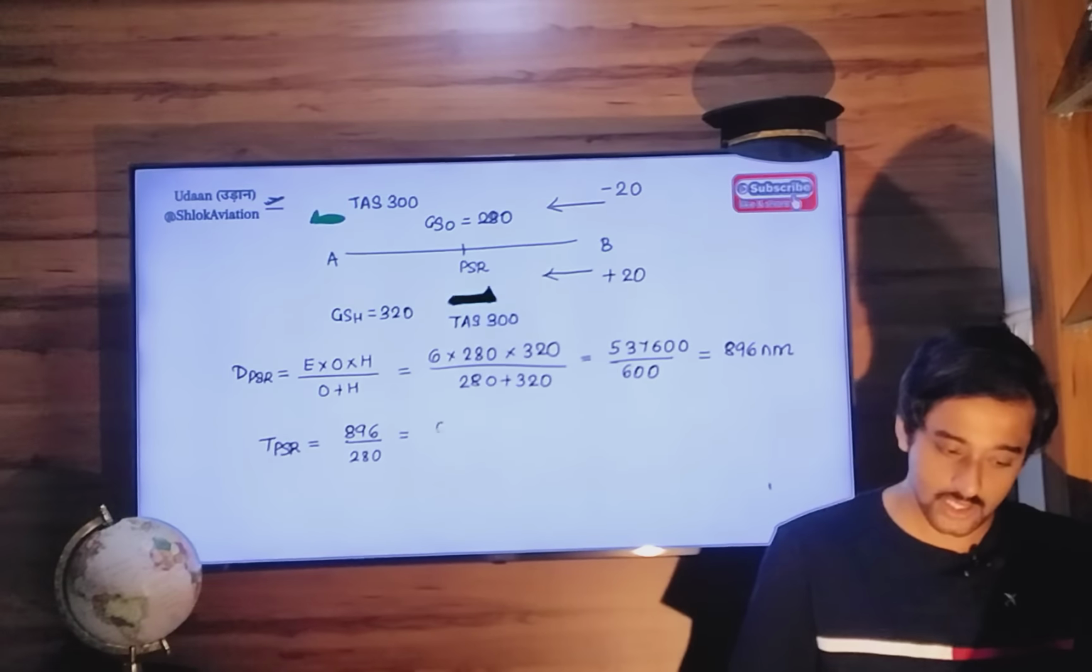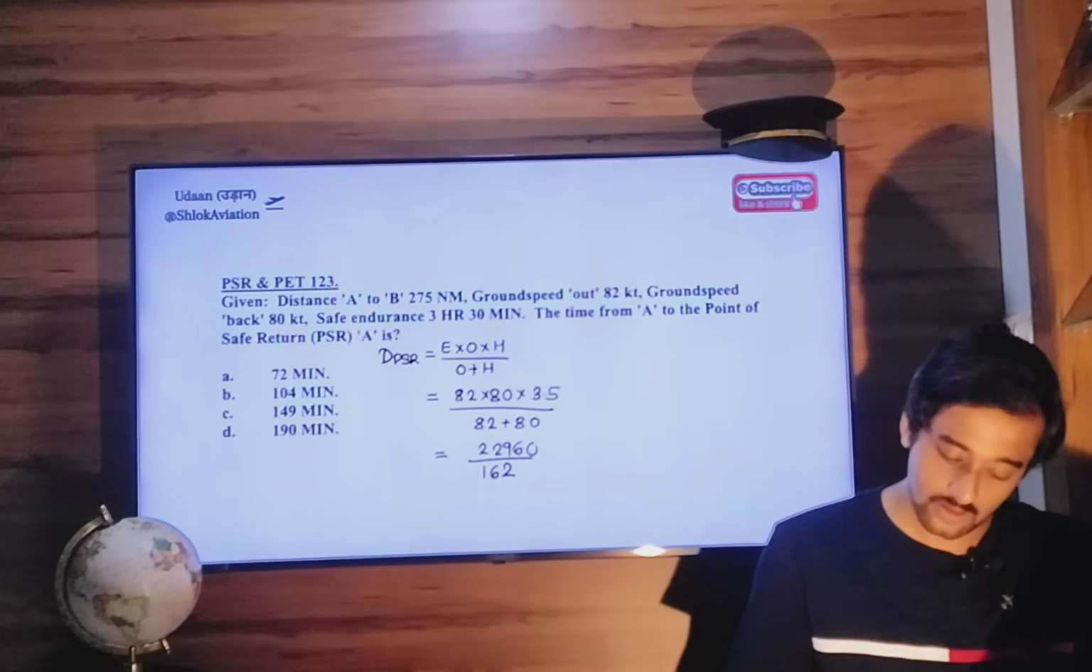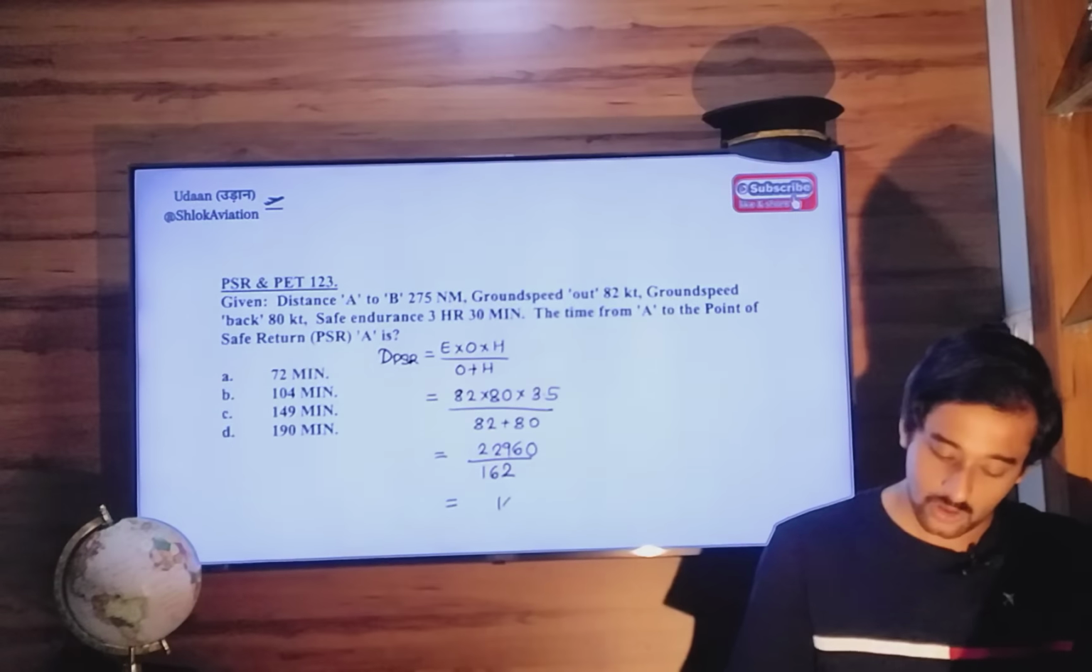Next. What is the time to the point of safe return? First, the distance: endurance into outbound into homebound divided by outbound plus homebound. So 82 into 80 into 3.5 divided by 82 plus 80, 162. Numerator 82 into 80 into 3.5, 22,960. That is 142 nautical miles.